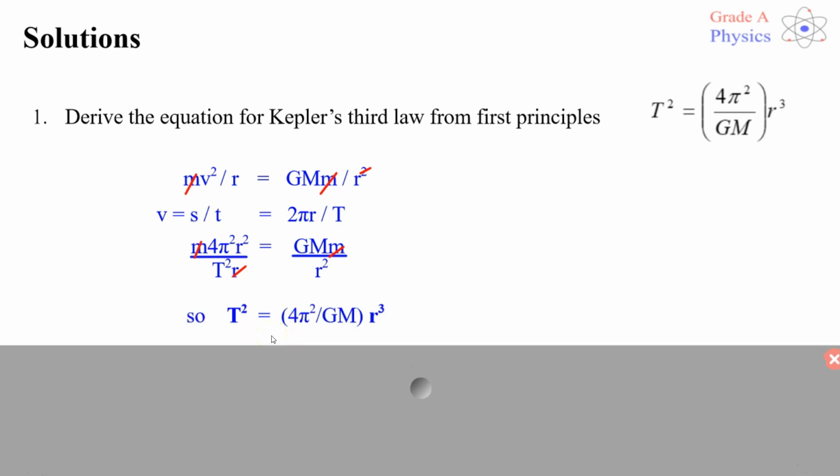So we just need to rearrange it to make T squared the subject. Normally we would write T squared on one side and then r cubed on the other with this constant expression here. But if you wrote it the other way with r cubed on its own, then you can have all of this stuff in brackets on the other side, but the reciprocal. So either way is fine, but this is probably the more normal way. So you need to know this derivation for the exam, very important.